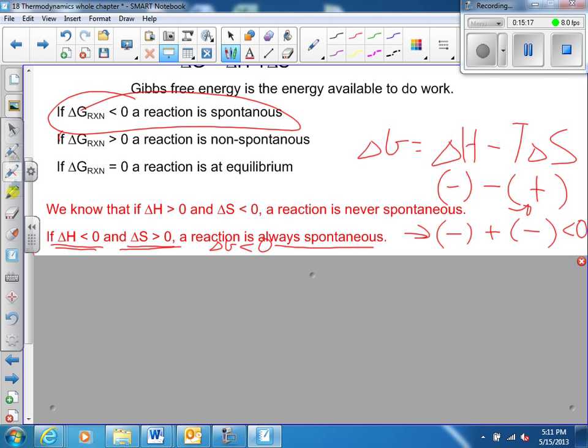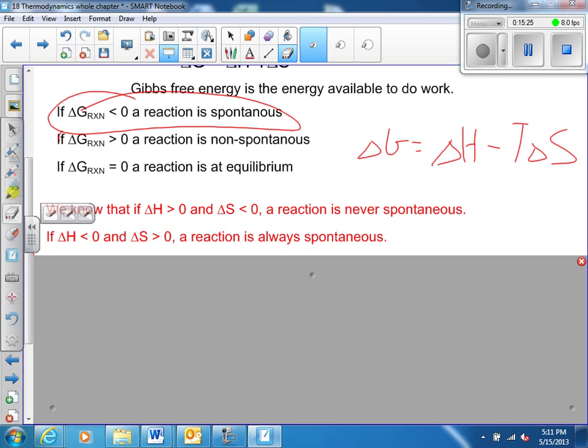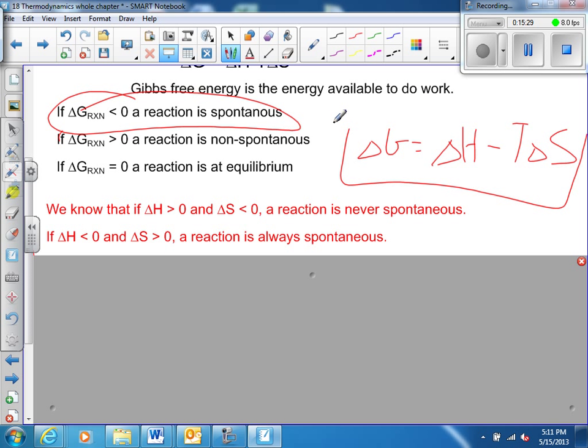You don't want to memorize either of these two sentences that I just wrote. You want to be able to analyze this equation right here. You want to analyze this looking at the sign of delta H and the sign of delta S, and think about whether delta G could be always positive, always negative, or sometimes positive, sometimes negative, depending on the temperature.